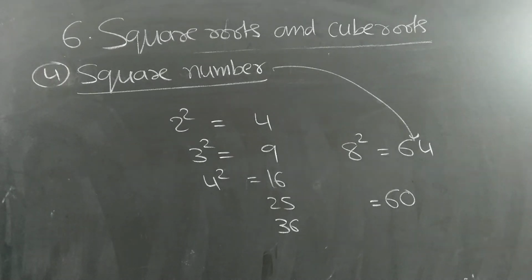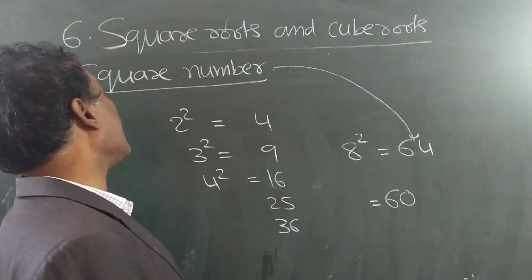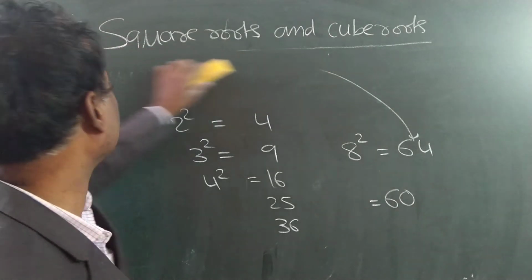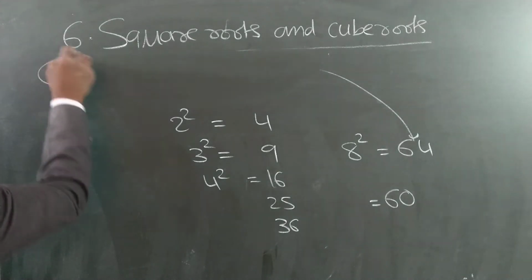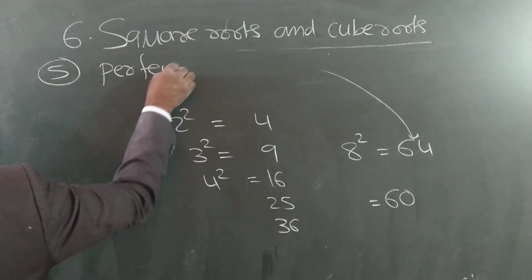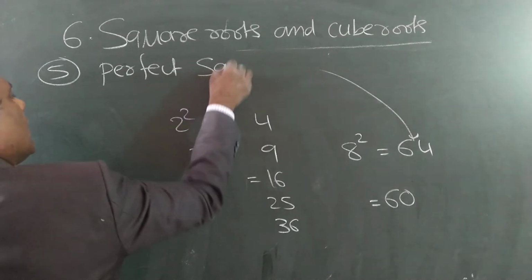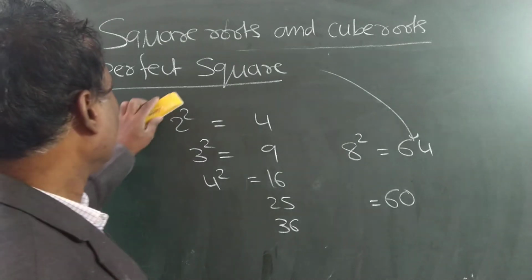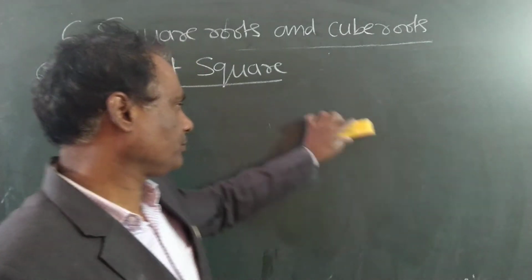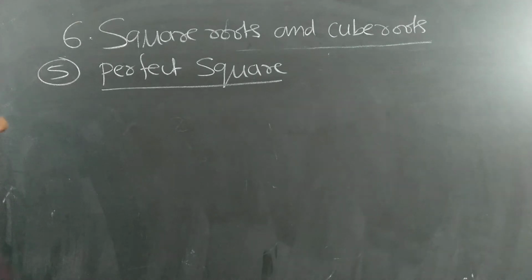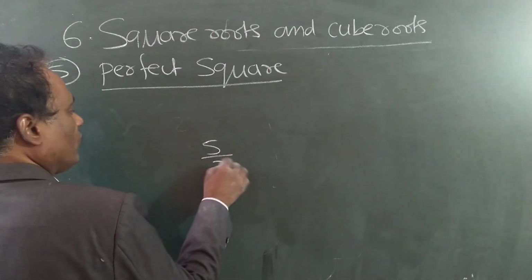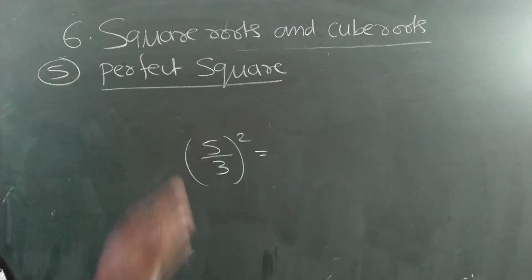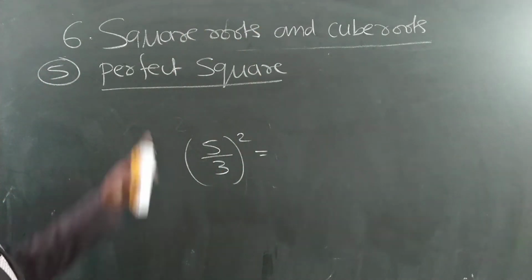An integer which is the square of another integer is called a square number. Another small definition: perfect square. Suppose 5 by 3. If it is an integer, it is called a square number. If it is not an integer, then it is called a perfect square.